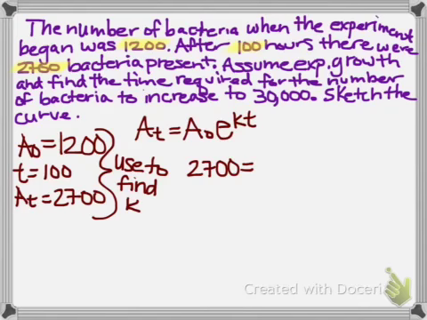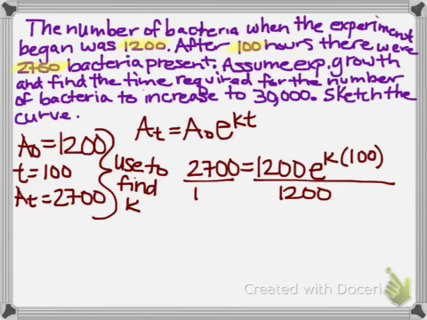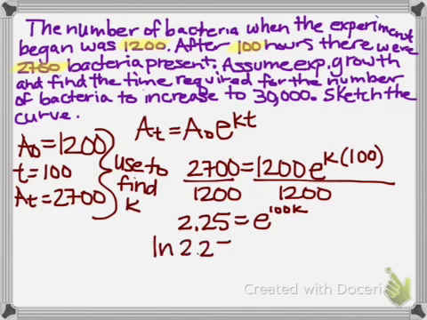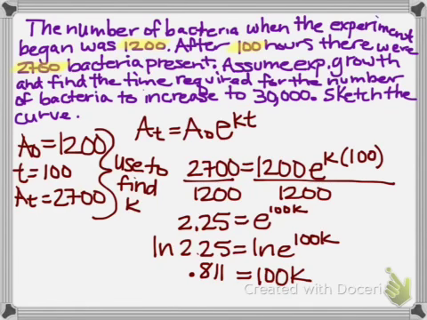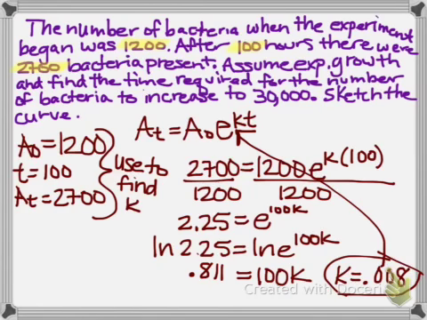So 2,700 is equal to 1,200 times e to the k times 100. From here we solve. We divide both sides by 1,200. So we get 2.25 is equal to e to the 100k. We take the natural log of both sides. So we are left with 100k is equal to 0.811. And from here we divide by 100. So k is equal to 0.008.